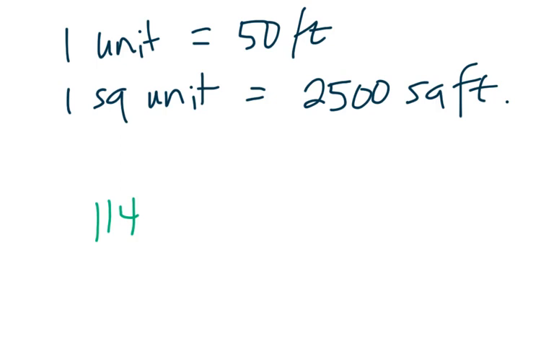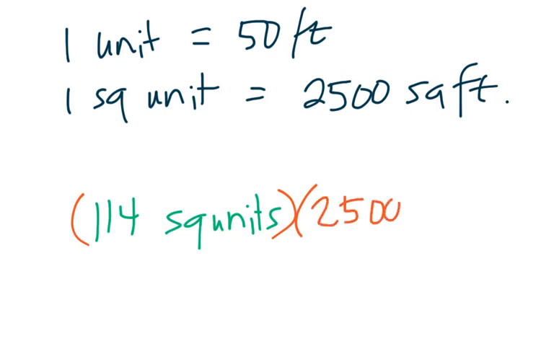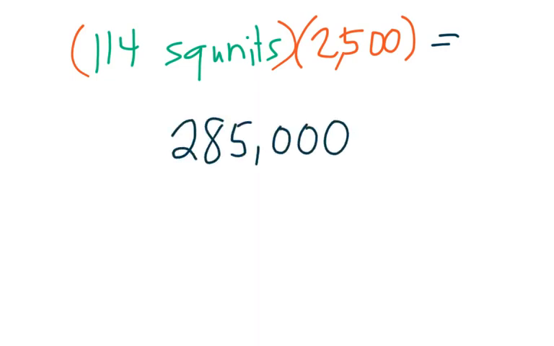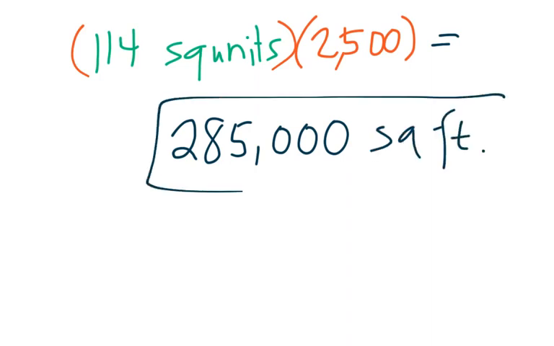That information will allow us to use the 114 that we just found. So 114 was the number of square units. Let's write that here. And we're going to multiply that by 2,500, and that's our square feet. And when we do that, we end up with 285,000, and our unit now is square feet.